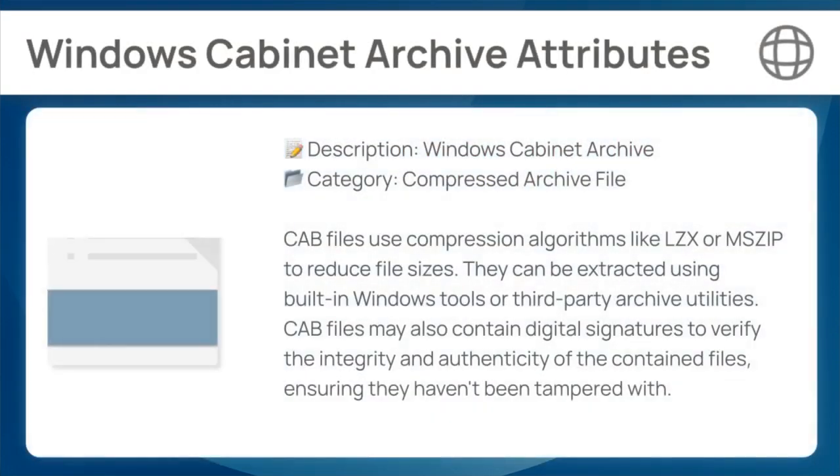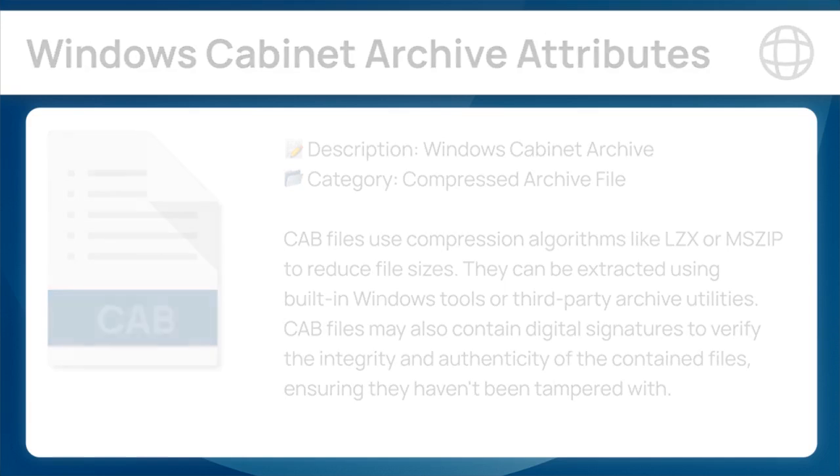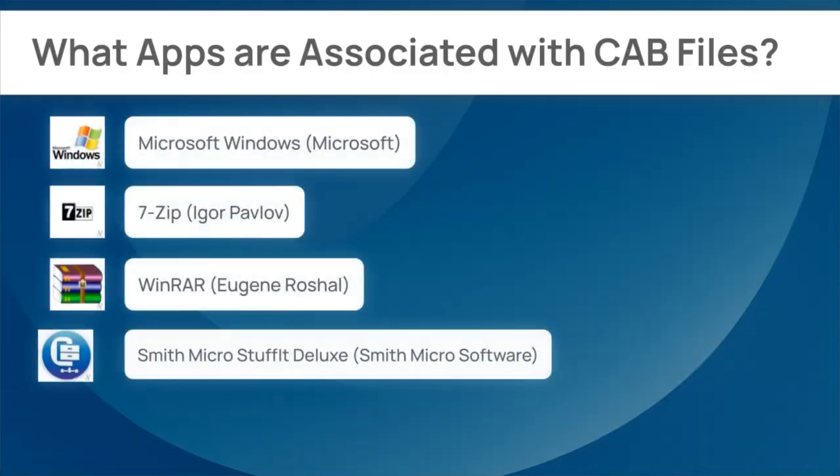CAB files use compression algorithms like LZX or MSZIP to reduce file sizes. They can be extracted using built-in Windows tools or third-party archive utilities. CAB files may also contain digital signatures to verify the integrity and authenticity of the contained files, ensuring they haven't been tampered with. Technically, the best program for CAB is usually Microsoft Windows from Microsoft.